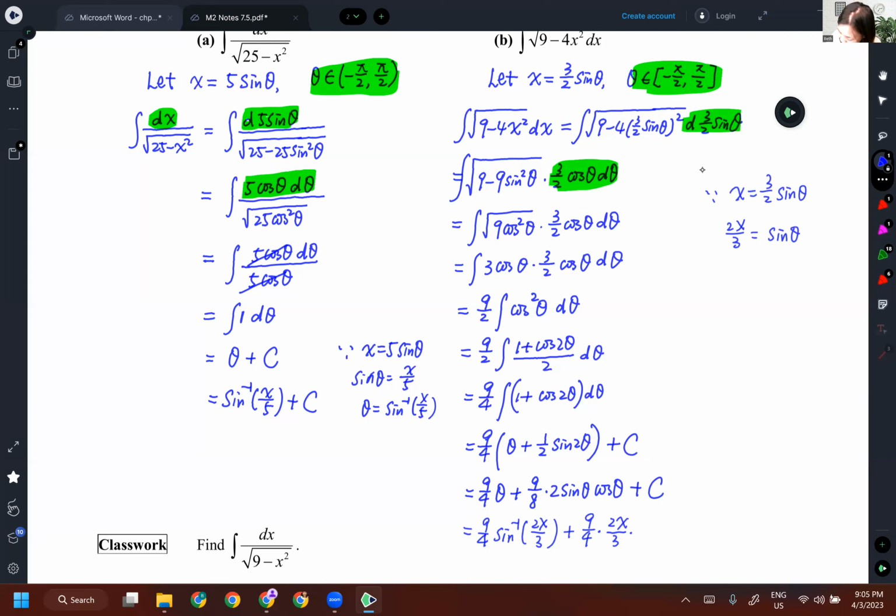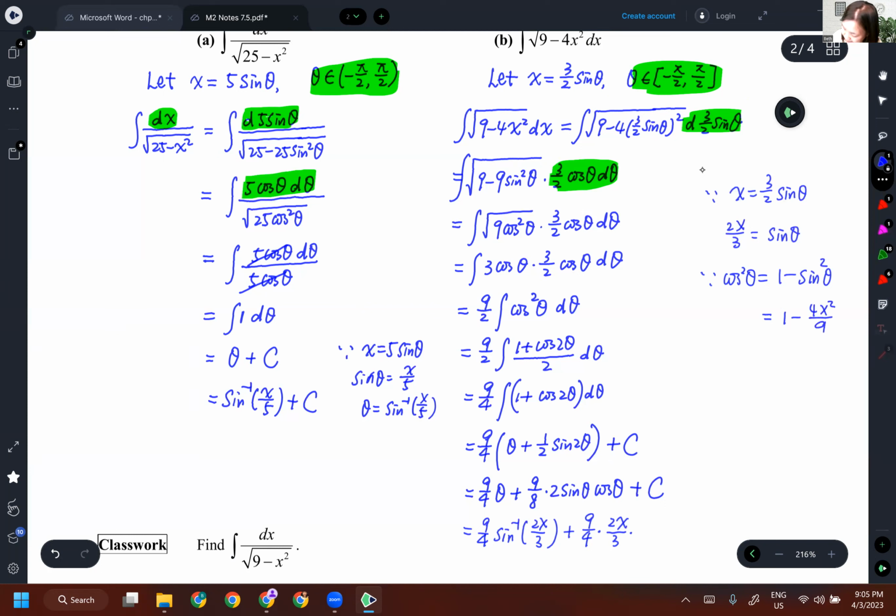Okay, now because cosine theta squared equals 1 minus sine theta squared, that is 1 minus 4x squared over 9. That is (9 minus 4x squared) over 9. Therefore, again, I have to take the square root, and this time I also take the positive root. You see, it's everywhere. The principal value is everywhere. I will take the positive root.